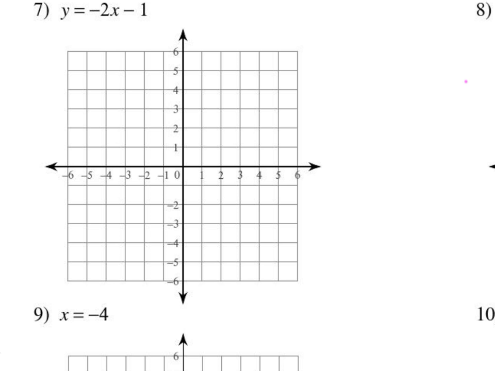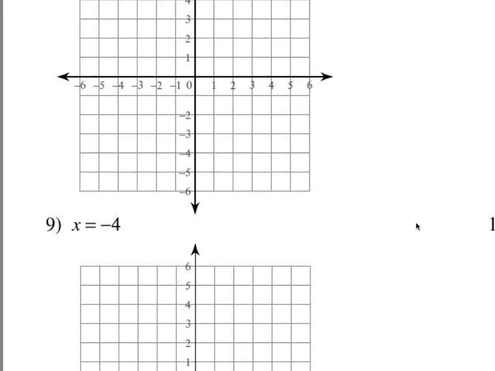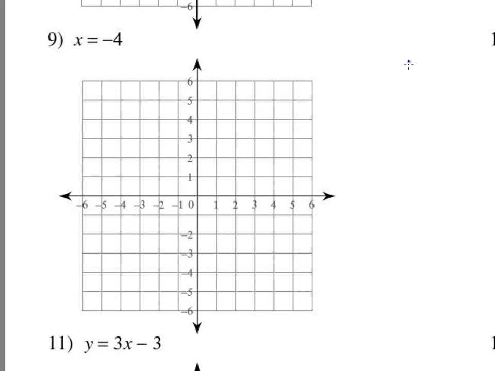Okay, so we're on the back side now. I think you guys should be able to do number 7 on your own, but let's take a look at one of those interesting cases. Let's look at number 9. So again, what we see here on number 9 is that we have x equals -4. This is one of those strange cases, again, where we have only one variable.